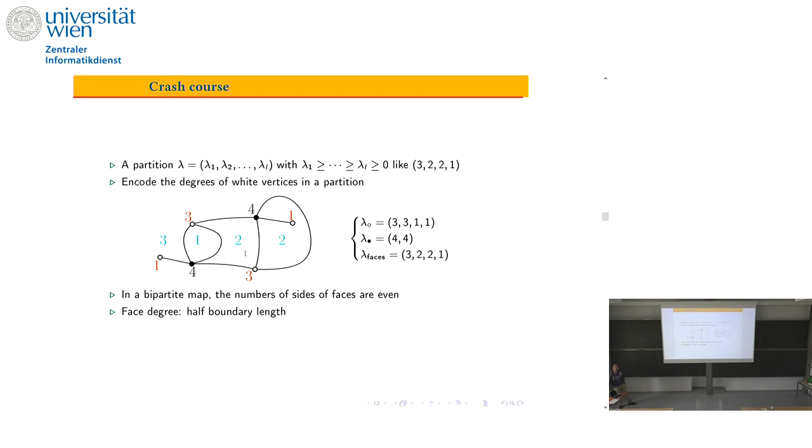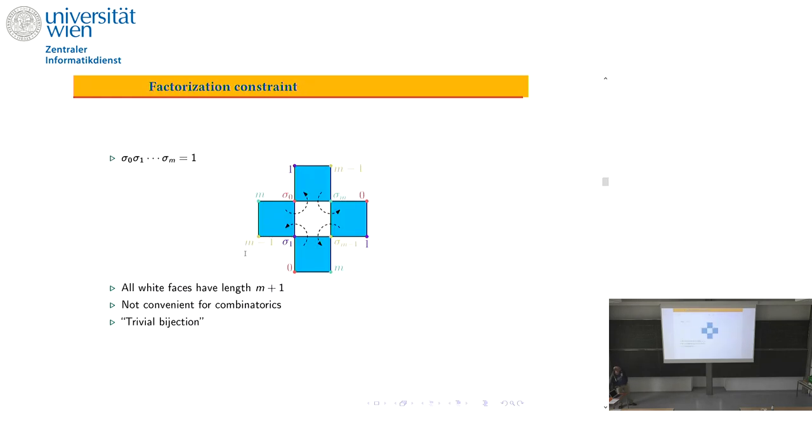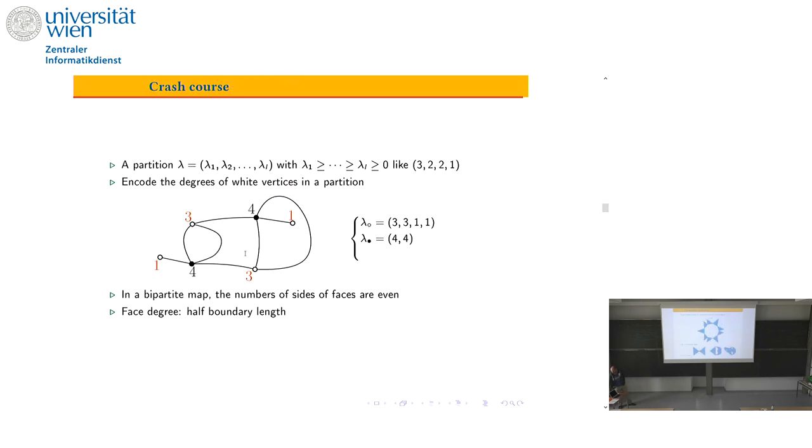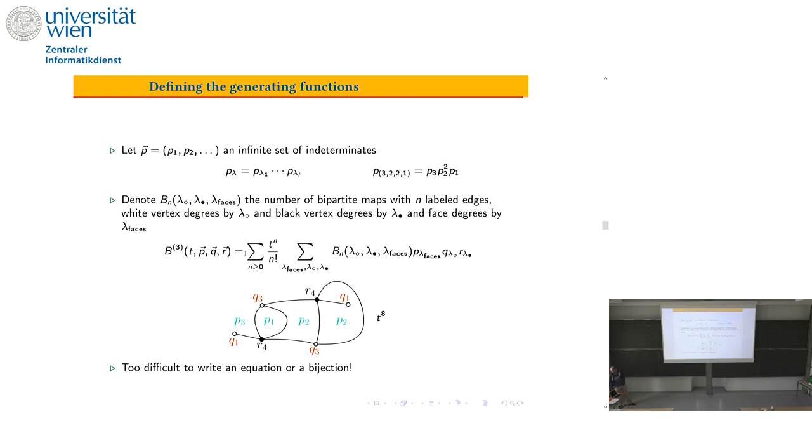No. Otherwise, the triple Hurwitz number associated would be one. Let me think. Oh, yeah, because you have that constraint here. So basically, you can specify any set of permutations up to the last one, and the last one is determined by the others. So that's definitely true.